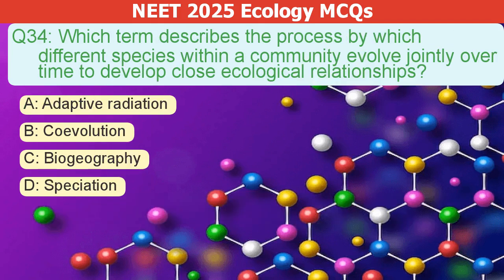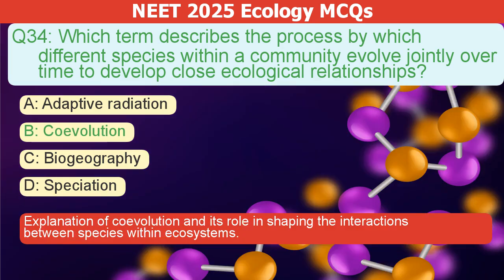Which term describes how different species in a community evolve together over time, forming close relationships? A. Adaptive radiation. B. Coevolution. C. Biogeography. D. Speciation. The correct answer is B. Explanation of coevolution and its role in shaping the interactions between species within ecosystems.